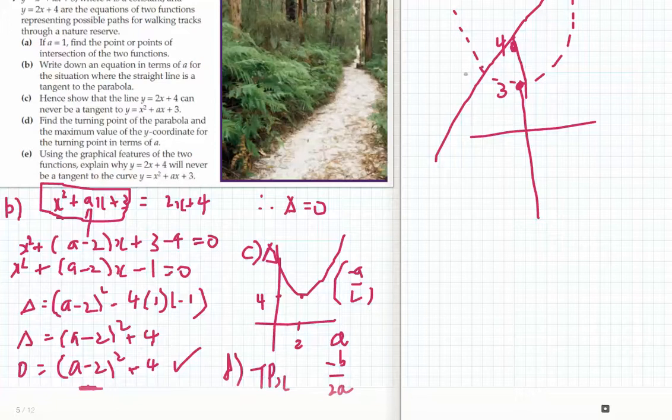There is no way, no matter what the gradient of my straight line is, or what the features of my parabola, if it goes through at 3 and has a positive gradient, it must cut twice, and there's no way that it can be a tangent.